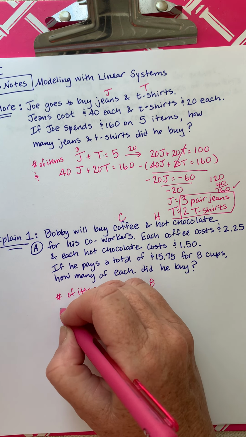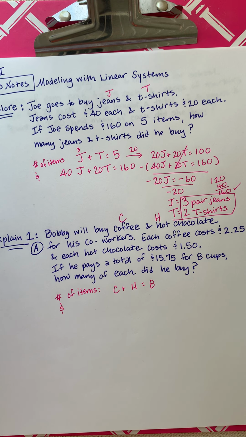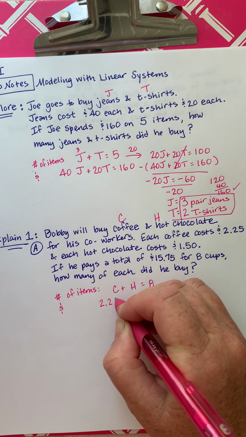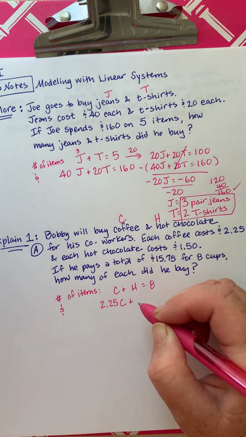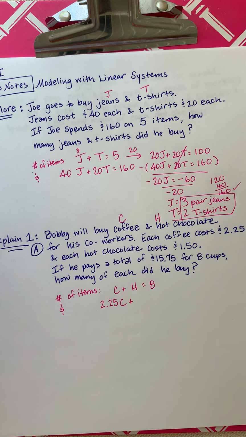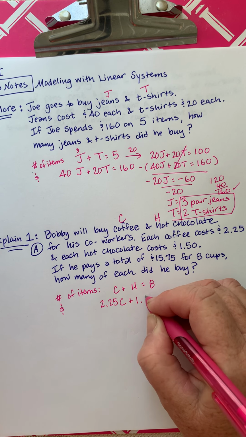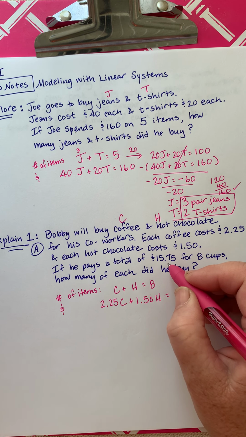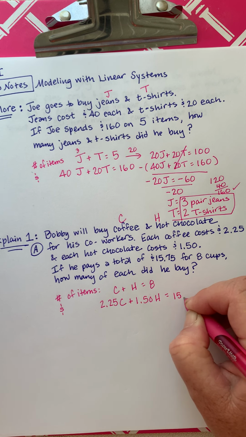Okay, and then my second equation is going to have the price in it. Okay, so how much does each coffee cost? $2.25. So if I multiply that by the number of cups of coffee, that's how much he spends on coffee. The hot chocolate is $1.50. And the total that he spent is $15.75.